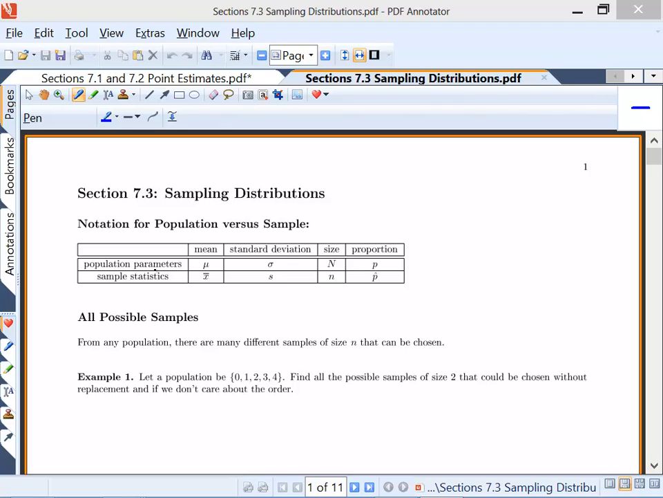I think it's kind of fun. And this is section 7.3, sampling distributions. So to start with, we're going to have notation for populations and notations for our samples.